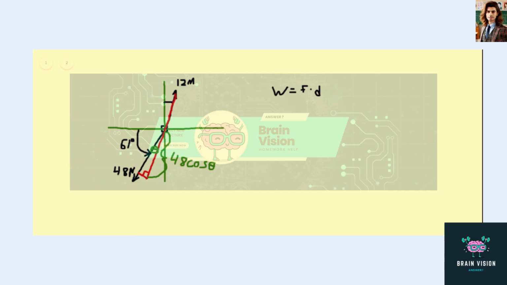So then we can plug all our numbers in. We'll say work is 48 newtons times cosine of theta, which is cosine of 7, times the displacement, which is 12 meters. And since the force is actually going in the opposite direction as the displacement, we've got a negative. There it is.